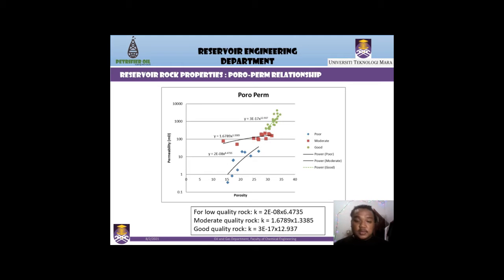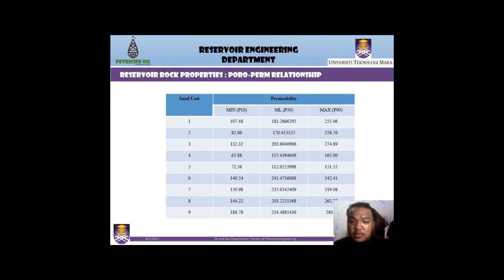There are three types of quality of rock. For low quality rock, K is... there are three different probability. The green one is good, the red one is moderate, and the blue one is poor. From the table, the value of probability we get is from the Monte Carlo simulation analysis.